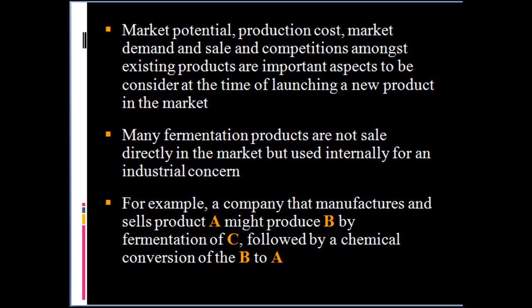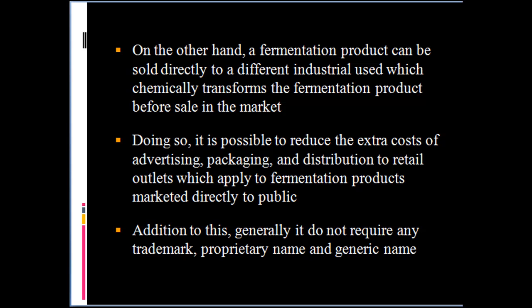Many fermentation products are not sold directly in the market but used internally for an industrial concern. For example, a company that manufactures and sells product A might produce product B by fermentation of C, followed by a chemical conversion of B to A. On the other hand, a fermentation product can be sold directly to a different industrial user which chemically transforms the fermentation product before sale in the market.